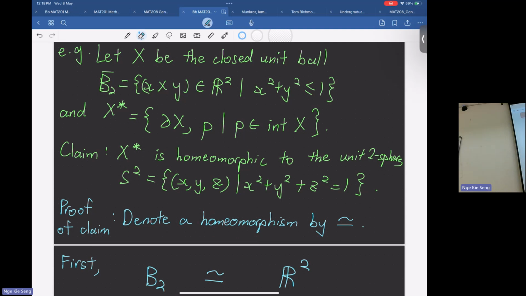Homeomorphic, what does it mean? You can form a bijection. Not just a bijection, this bijection has to be continuous, where F and F inverse both have to be continuous. So how to form this bijection? Anyone do the homework or not? Go and find this bijection.